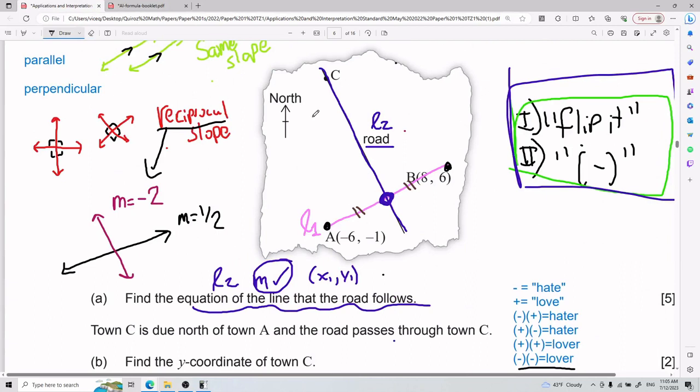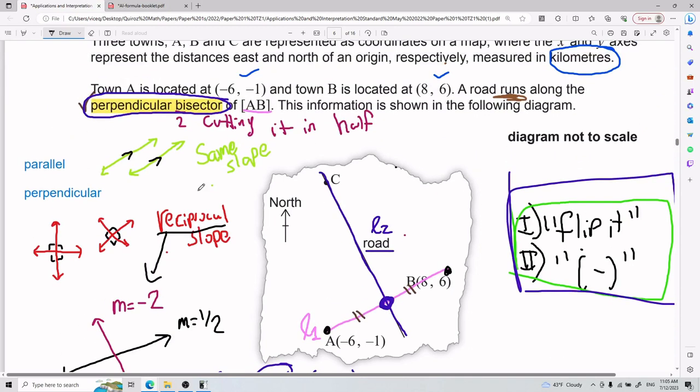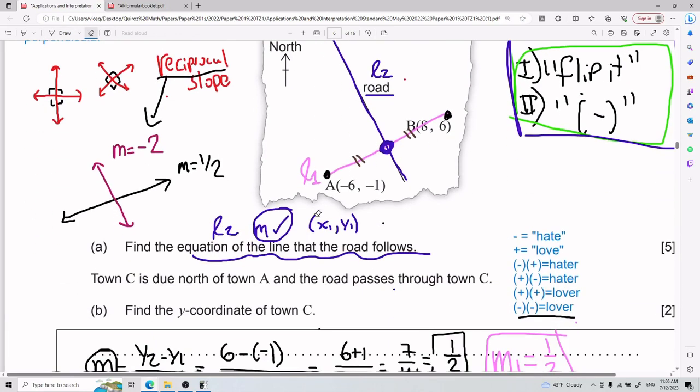Now that I'm trying to find this point here, I need to use all the information I can. First of all, it goes through both lines, L1 and L2. The other thing I know is that L2 is a perpendicular bisector to L1. Remembering the bisector thing, it is cutting it in half, so the distance here is equal to the distance here. That is actually a bigger hint than what we think.